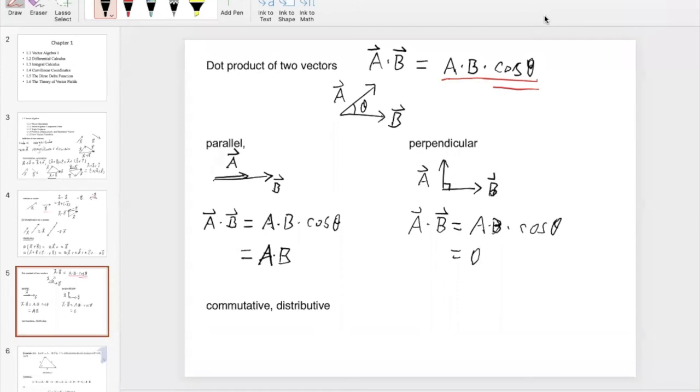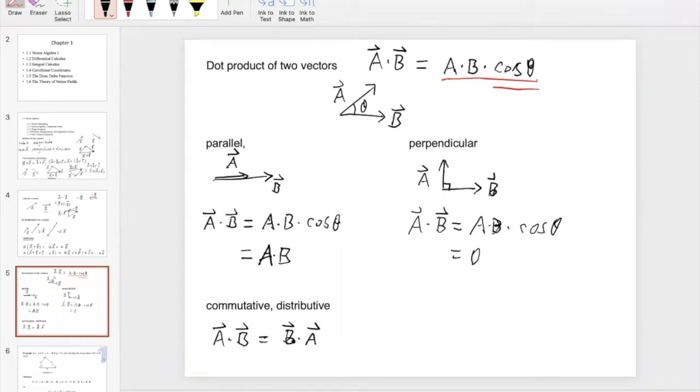Okay, now let's introduce a little bit about other features of the dot product of two vectors. It has the features of commutative and distributive. So first, let's see commutative. If you have A dot B, it equals B dot A.